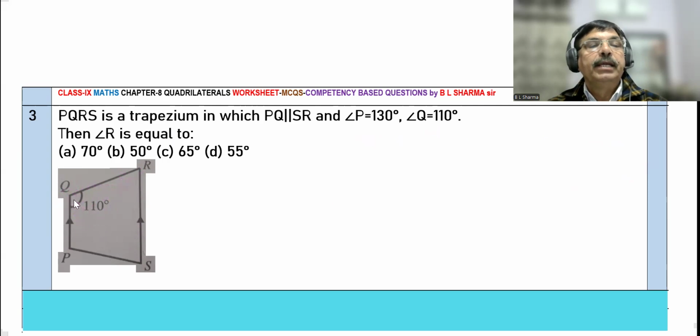हमें पता है ट्रेपेजियम में ये टू लाइंस PQ एंड RS पैरेलल है, इसलिए एंगल Q और एंगल R का सम 180 डिग्री होगा. Q 110 है, तो एंगल R will be 70 degree.